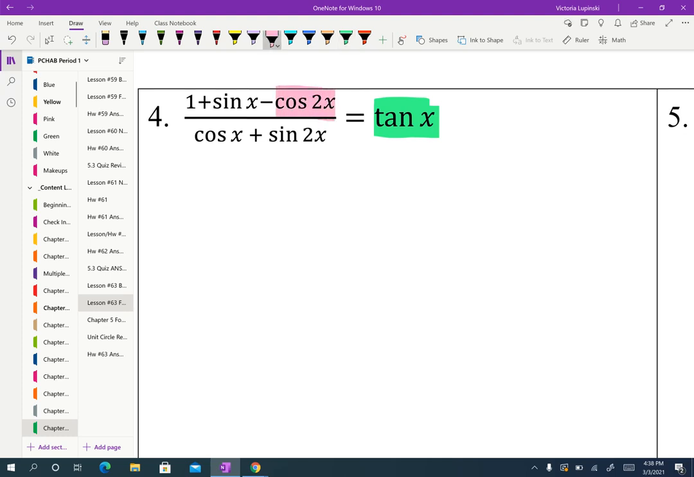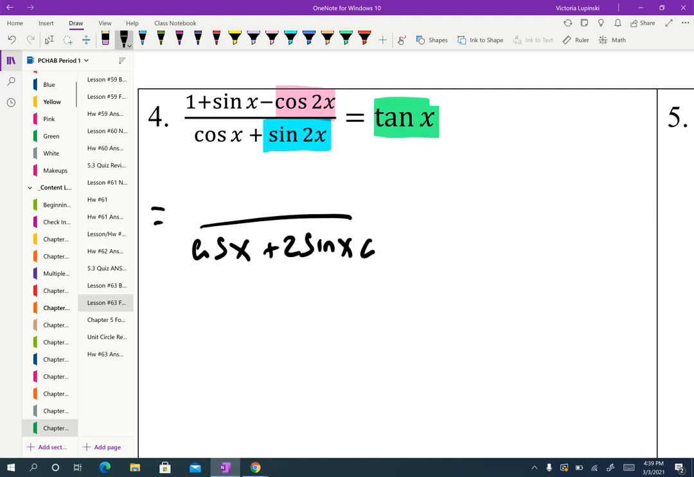I spy a formula up top, the cosine of 2x, and I spy a formula down low, the sine of 2x. So I'm actually going to start with the denominator only because there's only one choice for the sine of 2x. It's 2 sine x cos x. So there's only one to pick, so I'm going to pick it. Then I have 1 plus sine, and then I have a minus. Whatever I plug in here for the cosine of 2x is going to get that negative sign distributed to it.